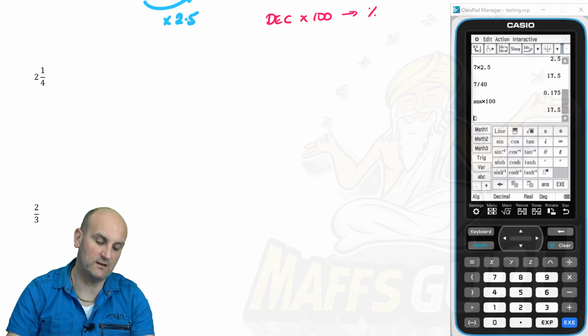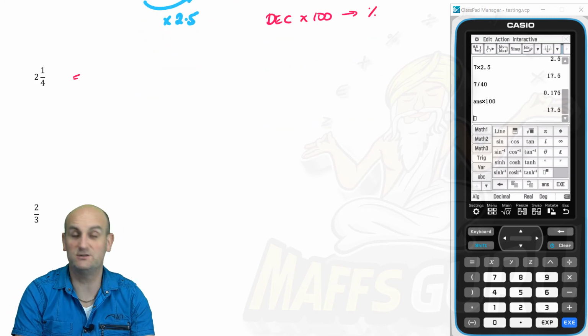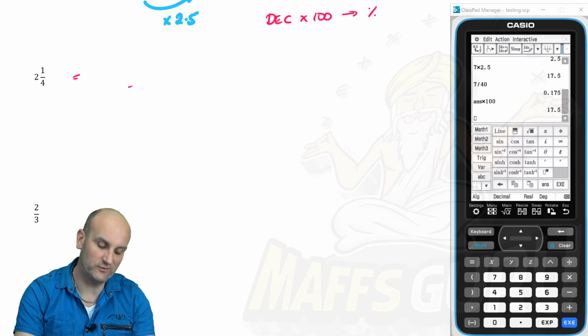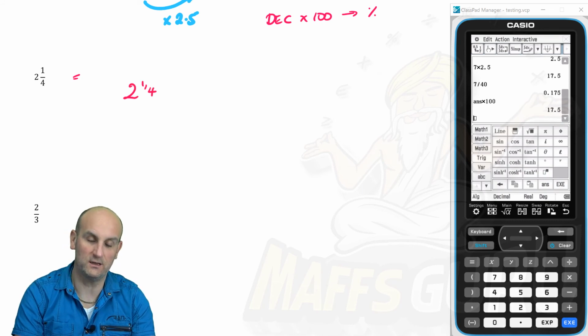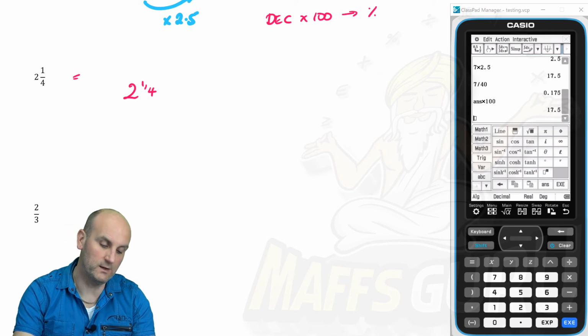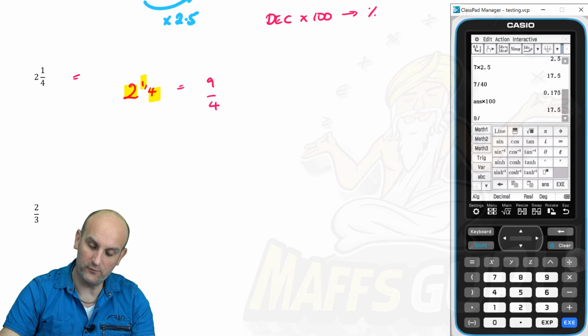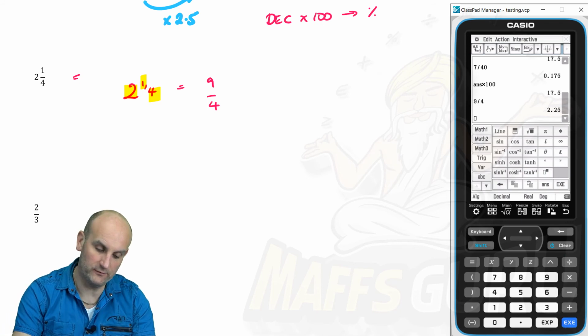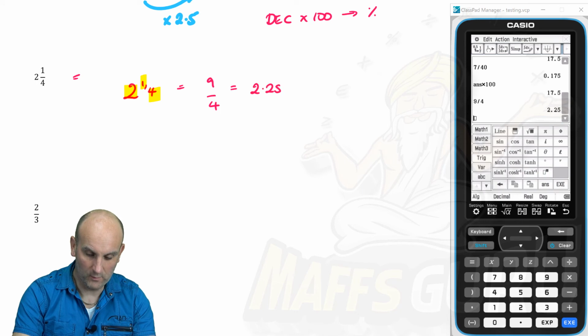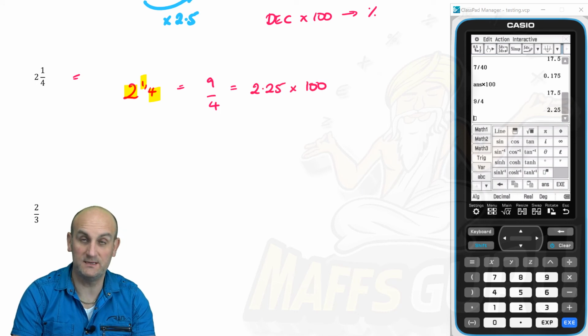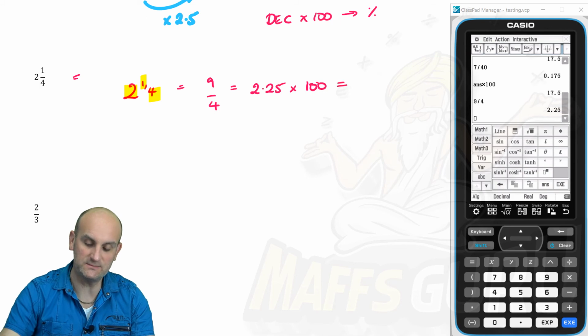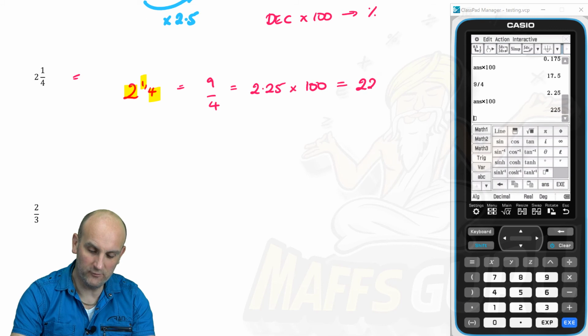So, here we go, ladies and gentlemen. Let's do the calculator version for this. Oh, I've got 2 1/4. I don't like 2 1/4. I'm going to change that to top heavy. So I'm going to do my big number times the bottom number, add the top number. So 4 times 2 is 8, plus 1, 9. So that becomes 9 on 4. 9 divided by 4 on my calculator gives me 2.25, which I'm going to multiply by 100 because I'm going from a decimal to a percentage, times that by 100, and gives me the wonderful value of 225%.